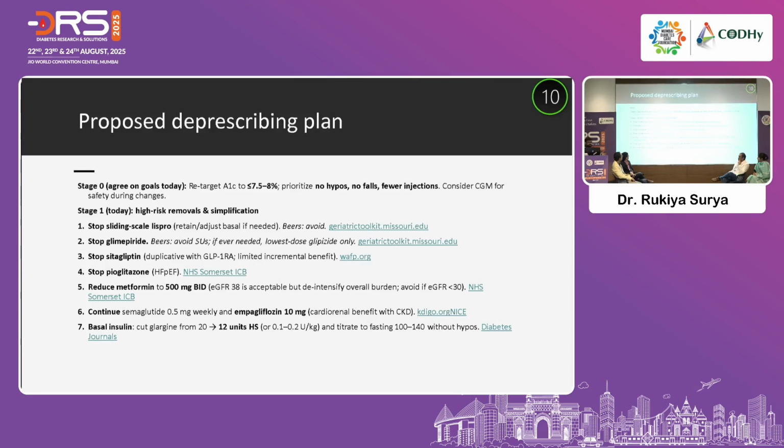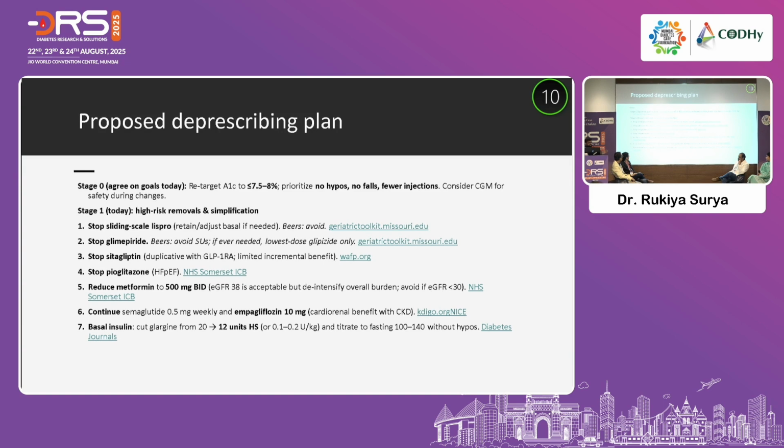So stage 1, we can again do high risk removals and simplification of the drug regimen. We can stop the sliding scale. First of all, it's obsolete these days. We don't give it at all. We can try stopping glimepiride because insulin with the sulfonylureas usually in an elderly is a red flag. It's a big red flag. So again, sitagliptin is given along with the GLP-1 RA. That is also not practiced at all.